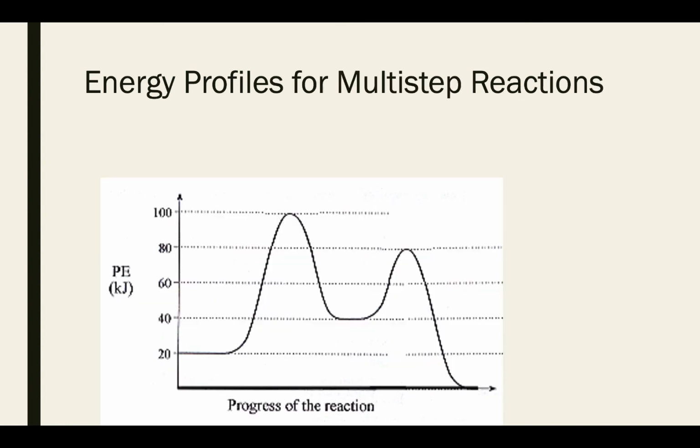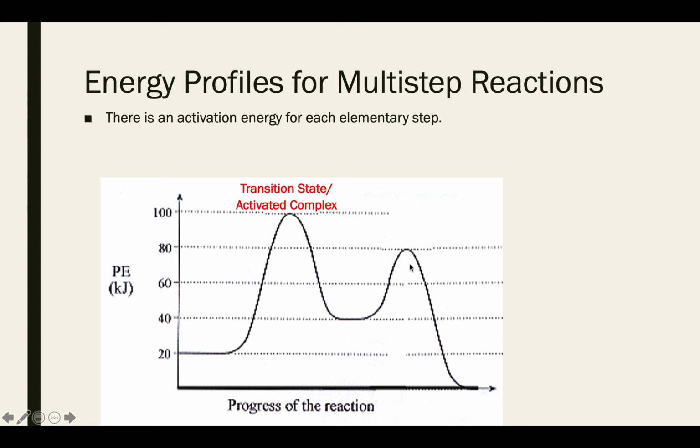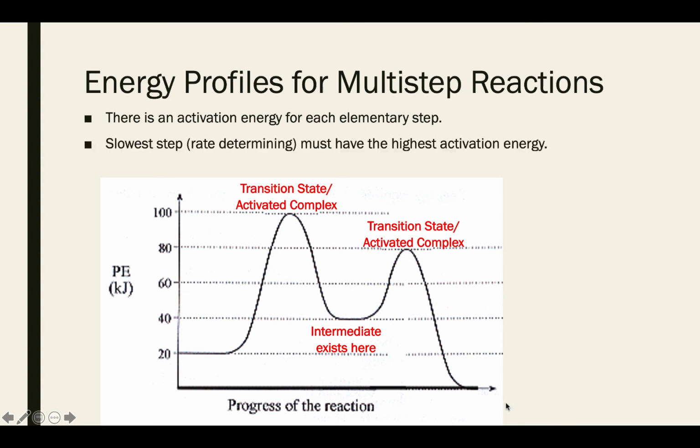We can also consider energy profiles for multi-step reactions. So far, we've only been looking at single-step reactions, but if a reaction occurs in multiple steps, as we've seen in this unit, there's going to be an activation energy for each elementary step. So this one has 2 steps, so there's 2 activation energies and 2 transitional states. This is where the intermediate exists in the middle here. So this would be the first step, you achieve the activation energy, you get an intermediate, and then the second step, you achieve the activation energy to get product.